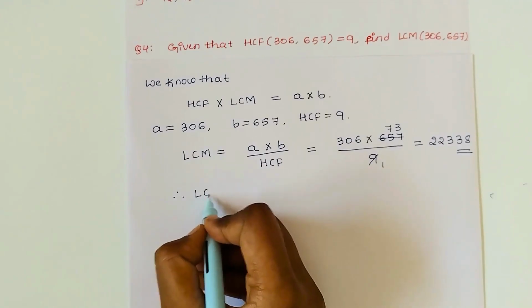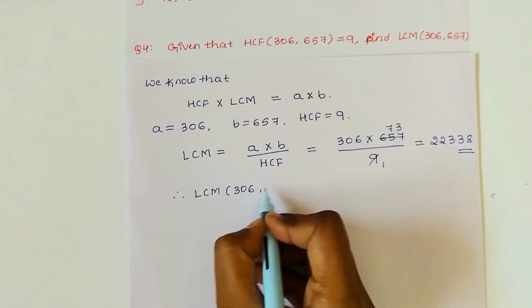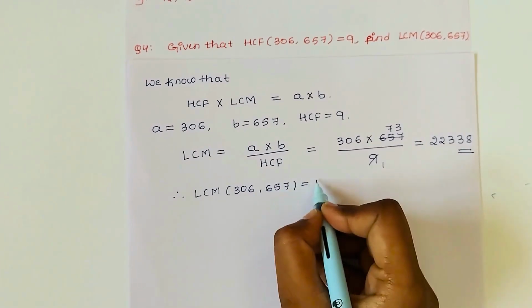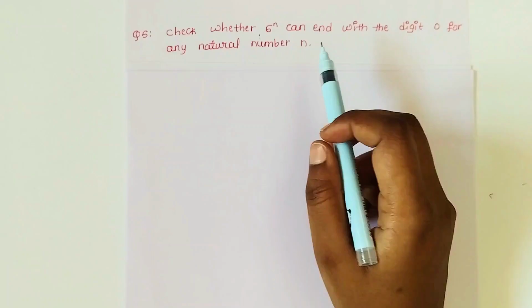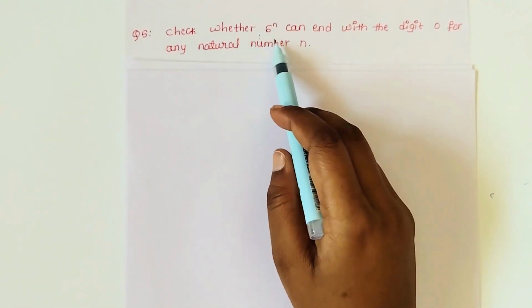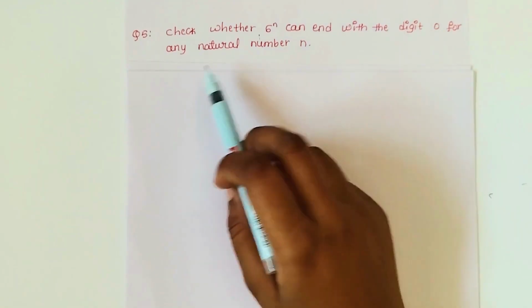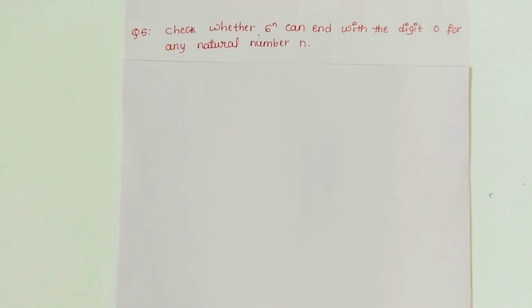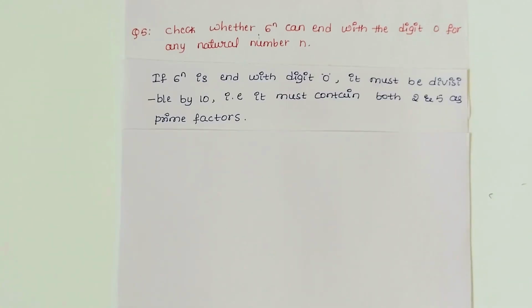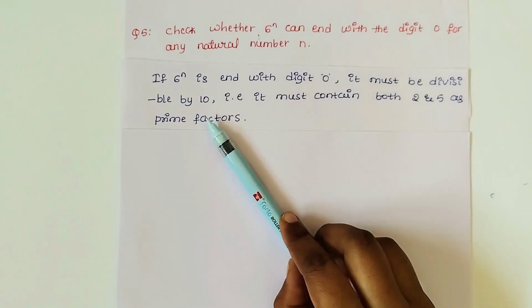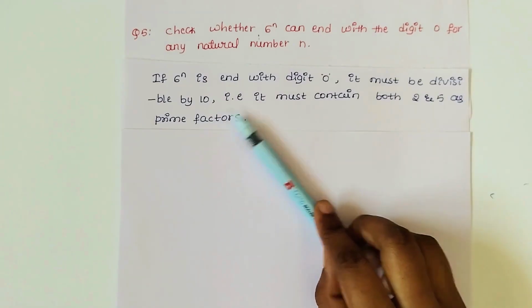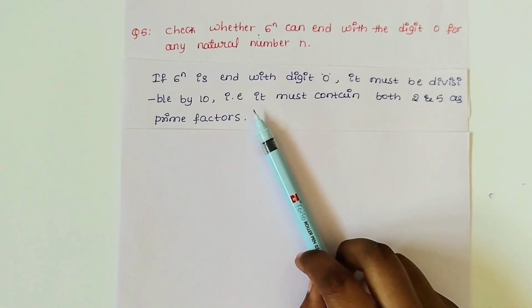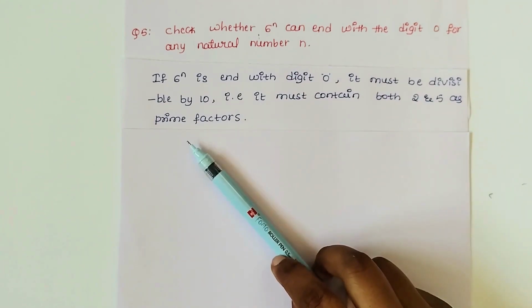So therefore, LCM of 306, 657 is equal to 22,338. So the fifth question is, check whether 6 to the power n can end with the digit 0 for any natural number n. What if 6 to the power n ends with the digit 0? It must be divisible by 10, right? Then if it is divisible by 10, its factors are 2 and 5? Okay, so it must contain both 2 and 5 as its prime factors.